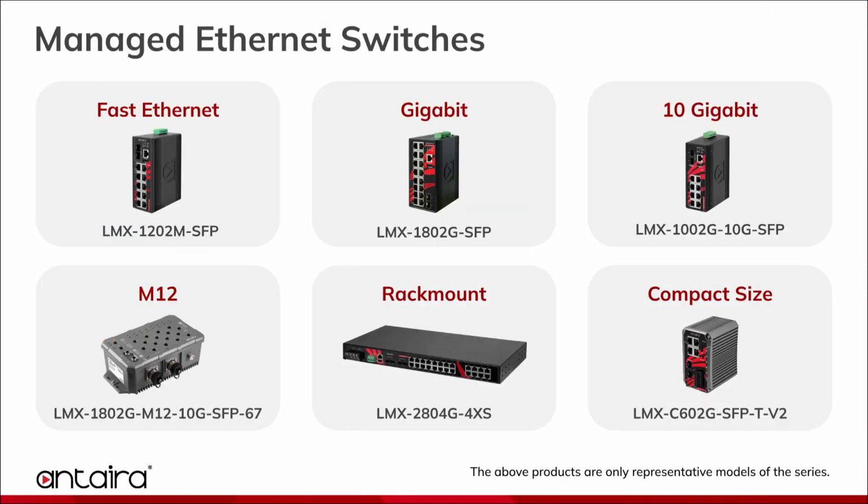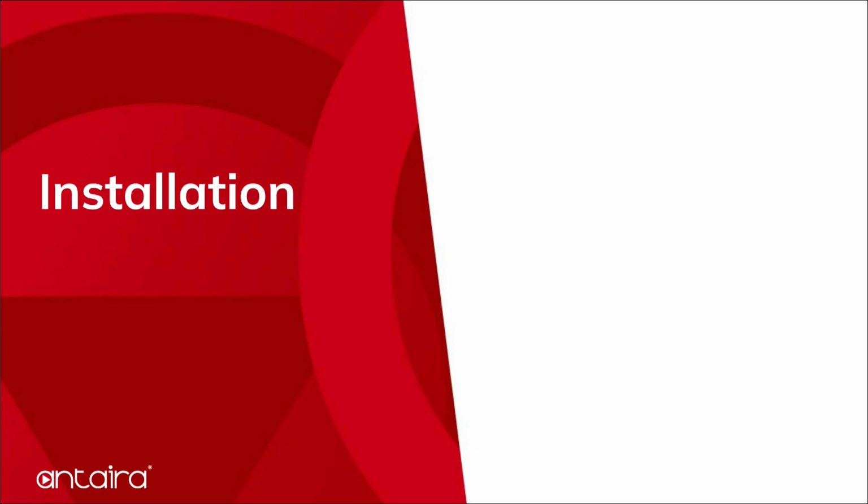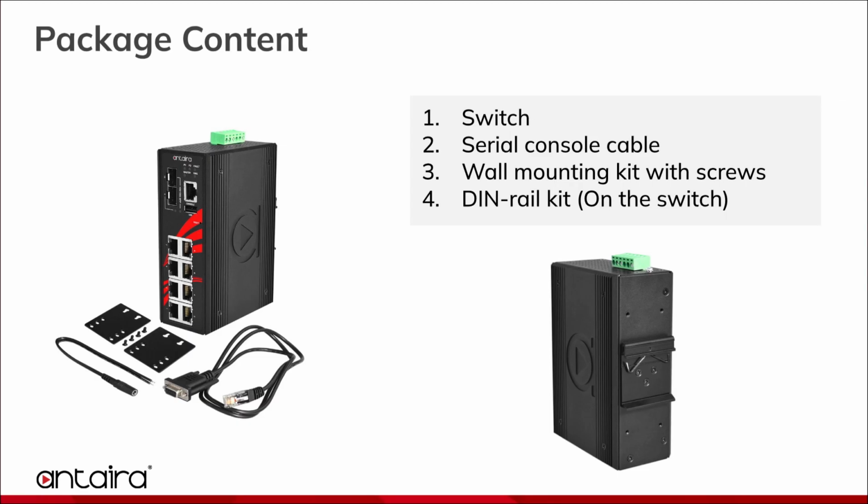The Antaira managed switch includes several types such as Fast Ethernet, Gigabit, 10 Gigabit, M12, rack mount, and compact size switches. The next section will be introducing the installation of Antaira switch. When you unbox the product, you will find a switch, serial console cable, a wall mounting kit with screws, and a DIN rail kit on the switch.